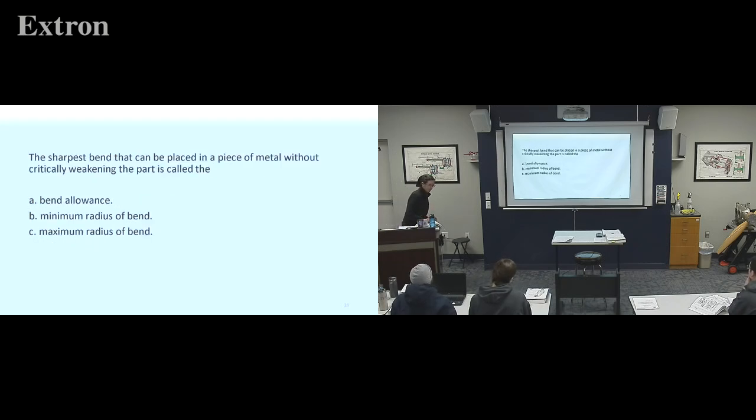And Tim. The sharpest bend that can be placed in a piece of metal without critically weakening the part: bend allowance, minimum radius, or maximum radius. C, maximum radius. Ooh, disagreement. I think Corbett was first. It was very close.